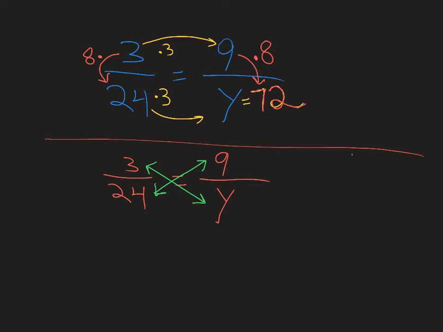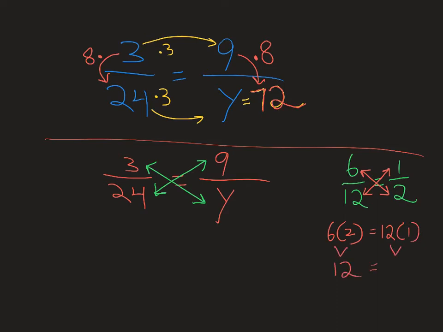Let me show you a simple example. We know that 6/12 is exactly the same as 1/2, and since we know that those are equal, that is true. Watch what happens. 6 times 2, go the other way, 12 times 1, and what do we see? 6 times 2 is 12, 12 times 1 is 12, so cross-multiplying also works every time, okay?